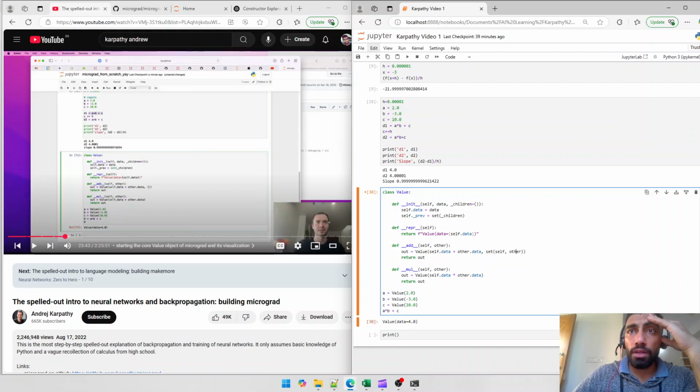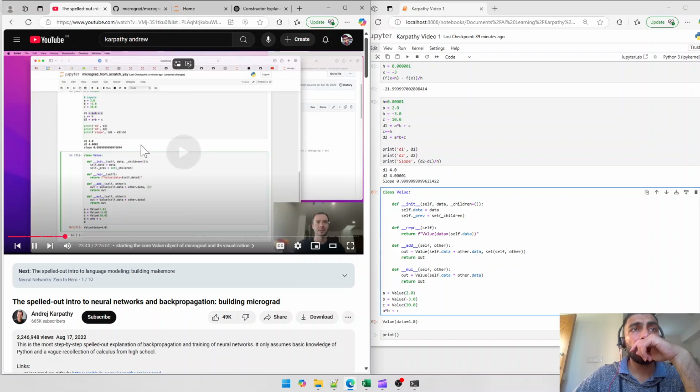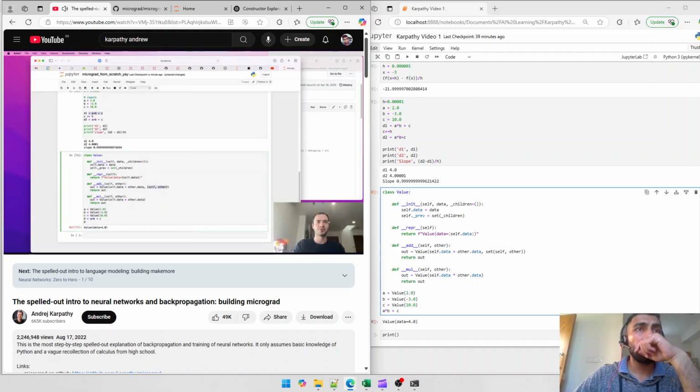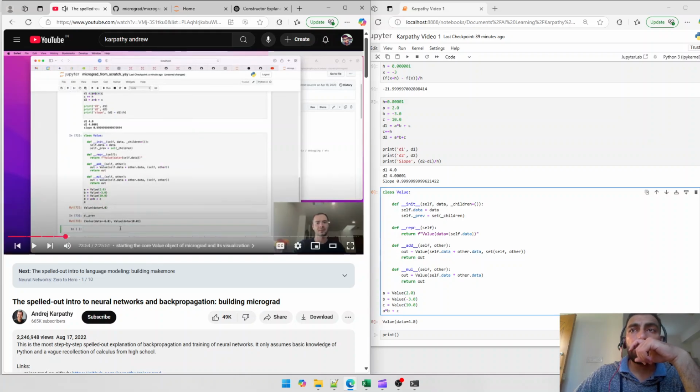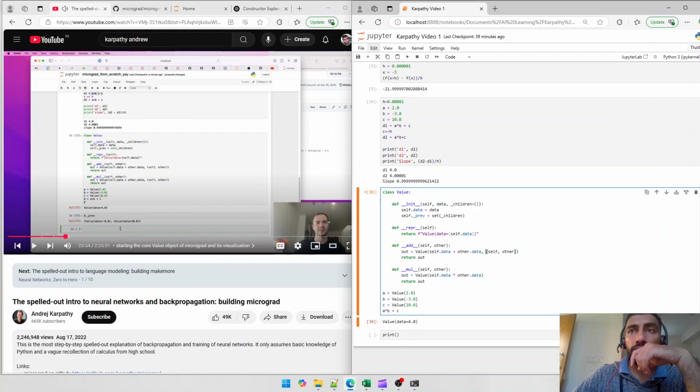The addition happens and this is the newer parent that is found. The children are self and other. So now we can do d dot _prev, and we'll see the children.